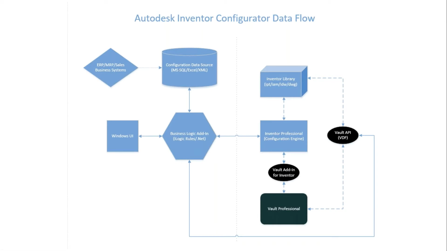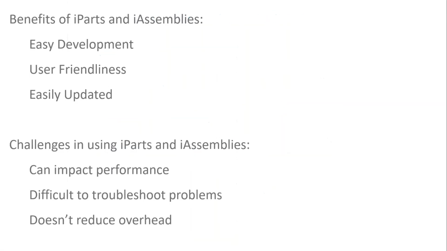All right, so iParts and iAssemblies. They've been around in Inventor for quite some time. And if you're coming from some other CAD platform and maybe you're not familiar with the terminology, iParts and iAssemblies are essentially table-driven components. So either table-driven parts or table-driven assemblies, a means for us to easily develop components that are of a like configuration.